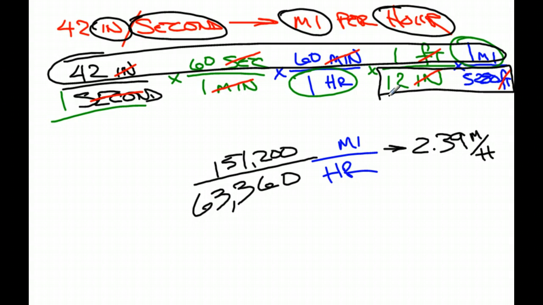All right, so we ended up with 2.39-ish miles per hour. Okay, that's basically it in the conversion. We may do inches per second to yards per hour, all those different measurements, but they're done the exact same way as that up there. So if you got that, no problem with what you're doing.